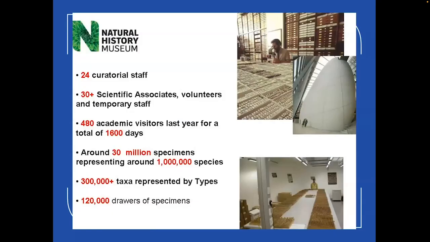So a little bit about what we do first. In the entomology section at the Natural History Museum, we have about 24 curatorial staff. We have about 30 associates, volunteers, temporary staff, and we have a lot of visitors coming through and using the collections, including many of you who are here in the audience. The collection is supposed to have, in insects, not in Coleoptera, about 30 million specimens, representing about a million species. In the section, we've got about 300,000 species represented by types. That's about 99,000 in Coleoptera, and we're always wondering who's going to describe the 100,000th type. It's going to be quite soon, I hope.